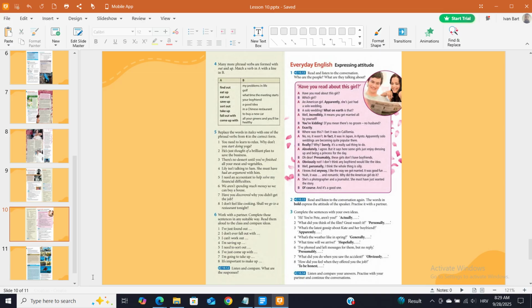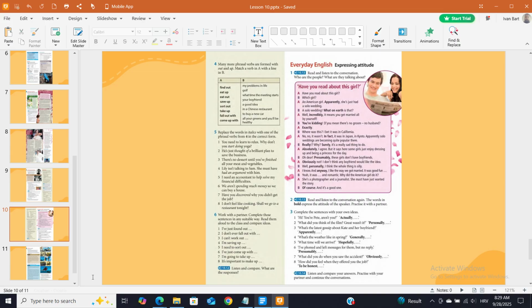B. Really? Why? Surely, it's a really sad thing to do. A. Absolutely, I agree. But it says here some girls just enjoy dressing up and being a princess for the day. B. Oh dear. Presumably, these girls don't have boyfriends. A. Obviously not. I don't think any boyfriend would like the idea. B. Well, personally, I think the whole thing is silly.